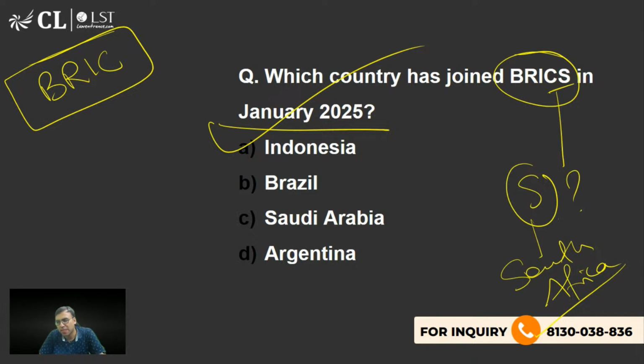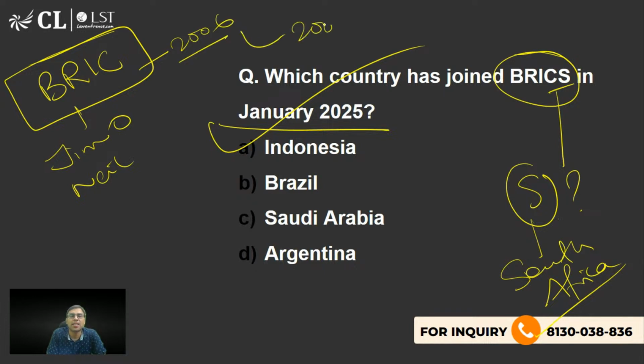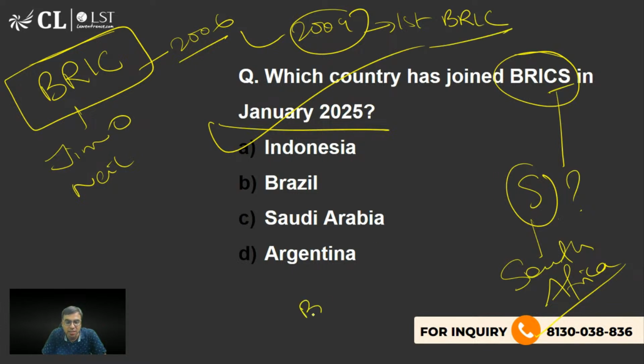What is the name of that person? Jim O'Neill. Very good. And the concept was brought in 2006. In 2009 we had seen the first summit of BRIC. And in which year did BRIC become BRICS?